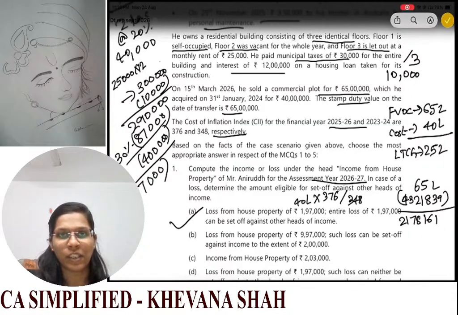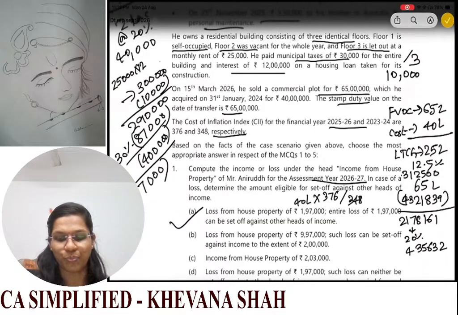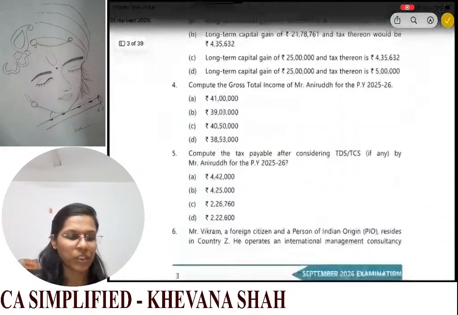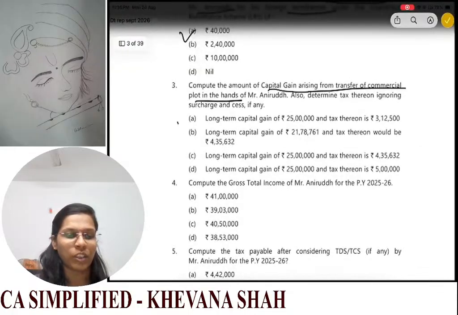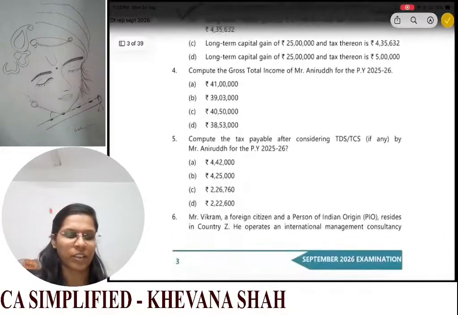Now on this I need to pay tax. See, either on this I can pay 12.5% or on this I can pay 20%. So this 12.5% comes to be 312,500 and this 20% comes to be 435,632. So the lower amount is this, I will go by this. Okay. So the option that we have is long-term capital gain of 25 lakhs and tax thereon is 3,12,500.